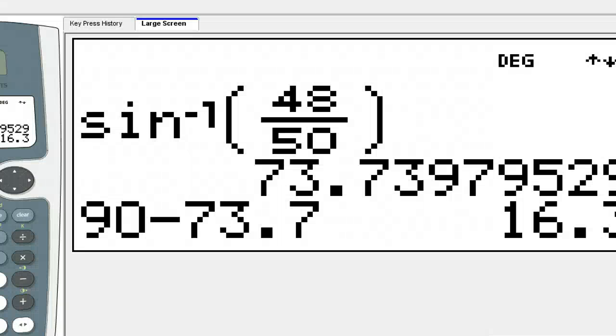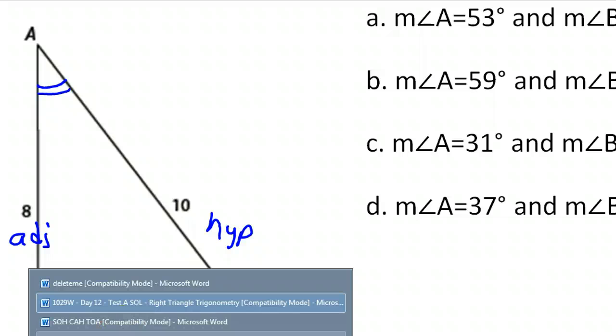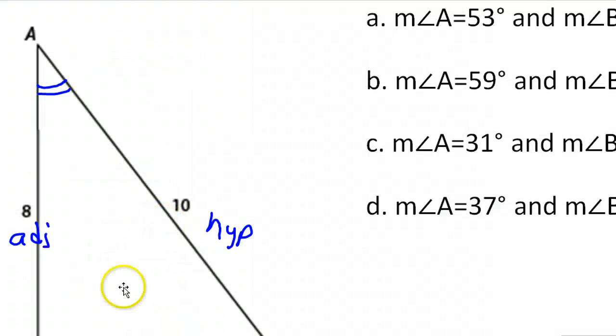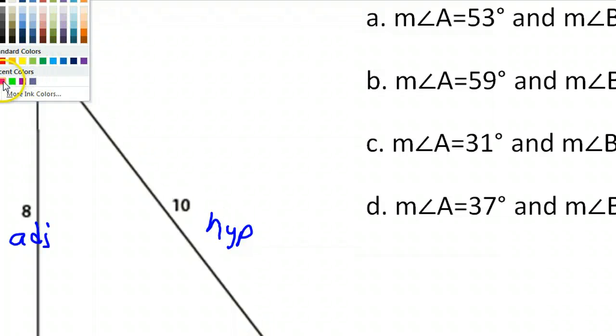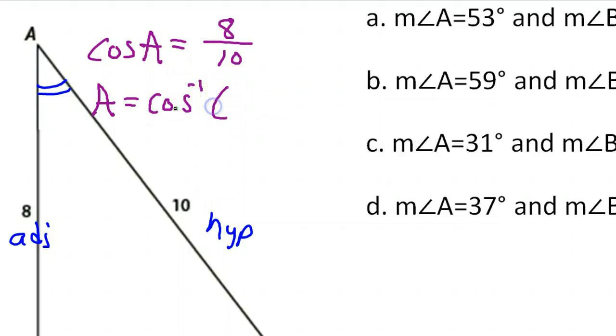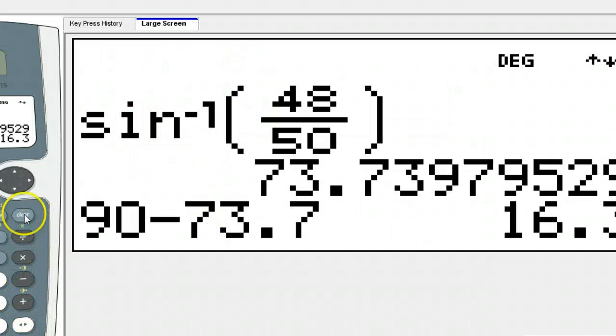So you can use a different function if you want to, but you should get the same answer that I'm about to get. I know the cosine of an angle is adjacent over hypotenuse. So I'm going to use these two numbers. So the cosine of angle A should equal adjacent over hypotenuse. So that's 8 over 10. If I want the angle, I will need the inverse trig function. So the inverse cosine of 8 over 10 should work.